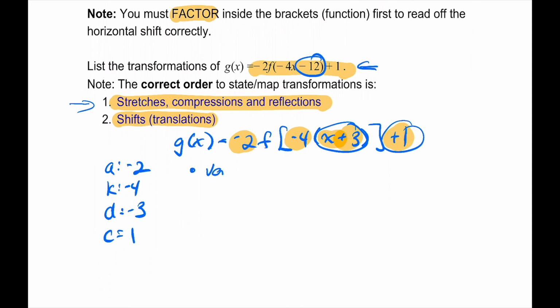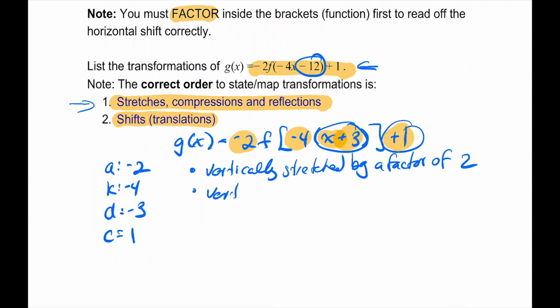So there I could describe my transformations. So here this is going to be vertically stretched by a factor of 2. So again, we need to look at the absolute value of a. In this case, it's going to be 2. Since it is greater than 1, we know it's stretched. But since here it's also negative, we must say that it's vertically reflected.